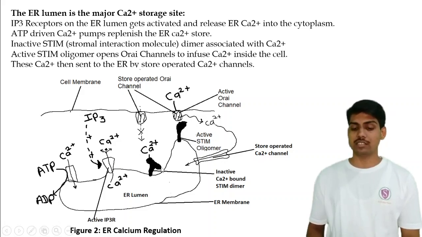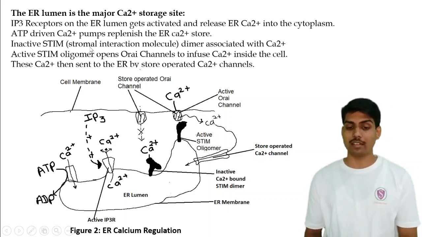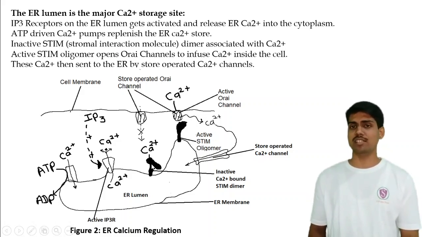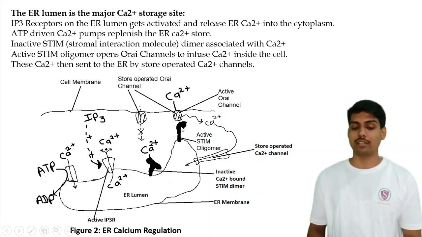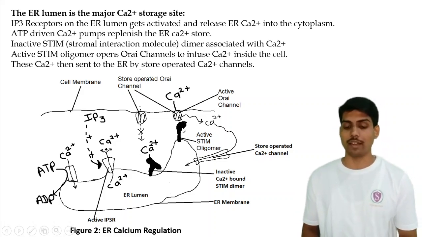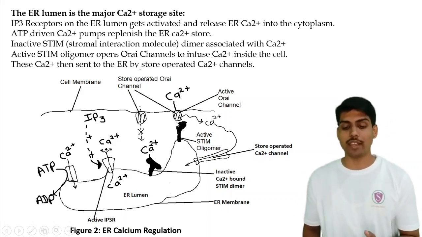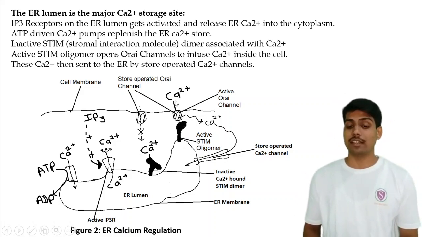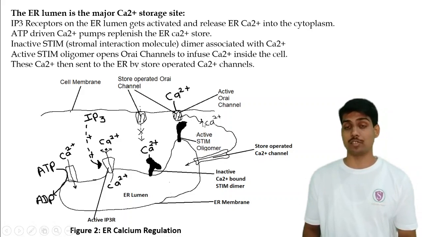Another is the STIM dimer, which is called the stromal interaction molecule. This is a dimer bound to calcium, which is an inactive form. It does not transfer any calcium. But when this calcium gets dislocated from the dimer, it becomes an active STIM oligomer. And this active STIM oligomer, in contact with these Orai channels, brings calcium inside the cell when there is a low level of calcium.